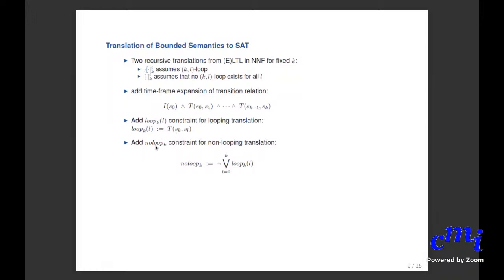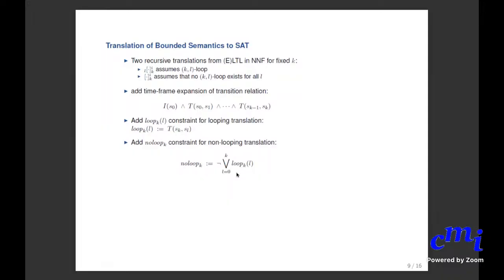Now, the other case is when the K-long prefix contains no lassos at all. That can be represented by this disjunctive formula, which says that the successor state of SK does not loop into any position starting from S naught to SK, that there is no lasso looping to any position from 0 to K, and that's how it is represented.